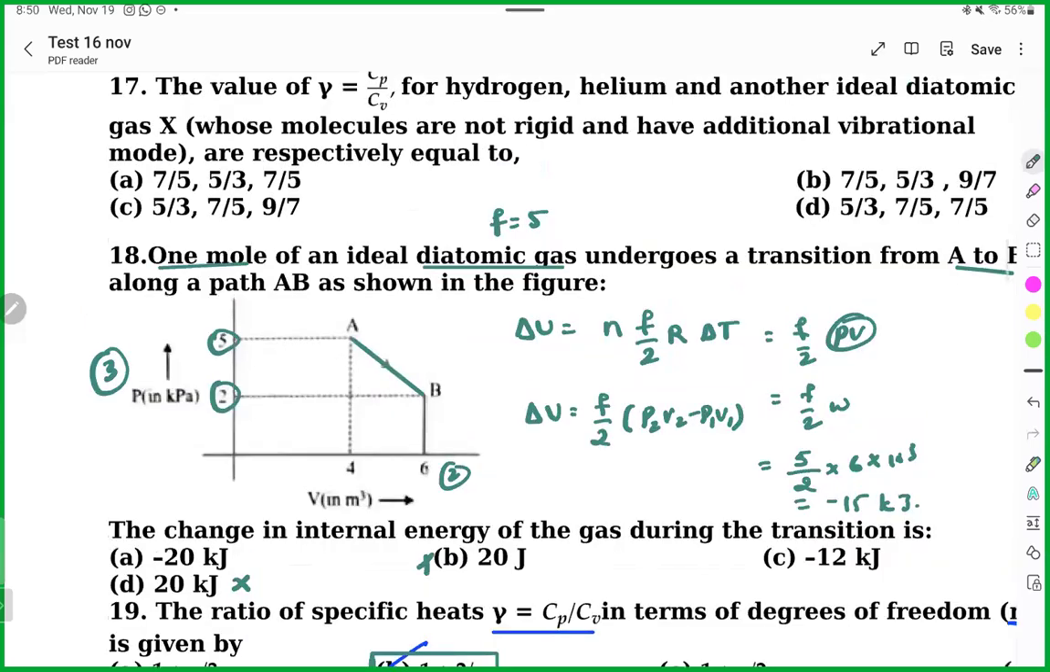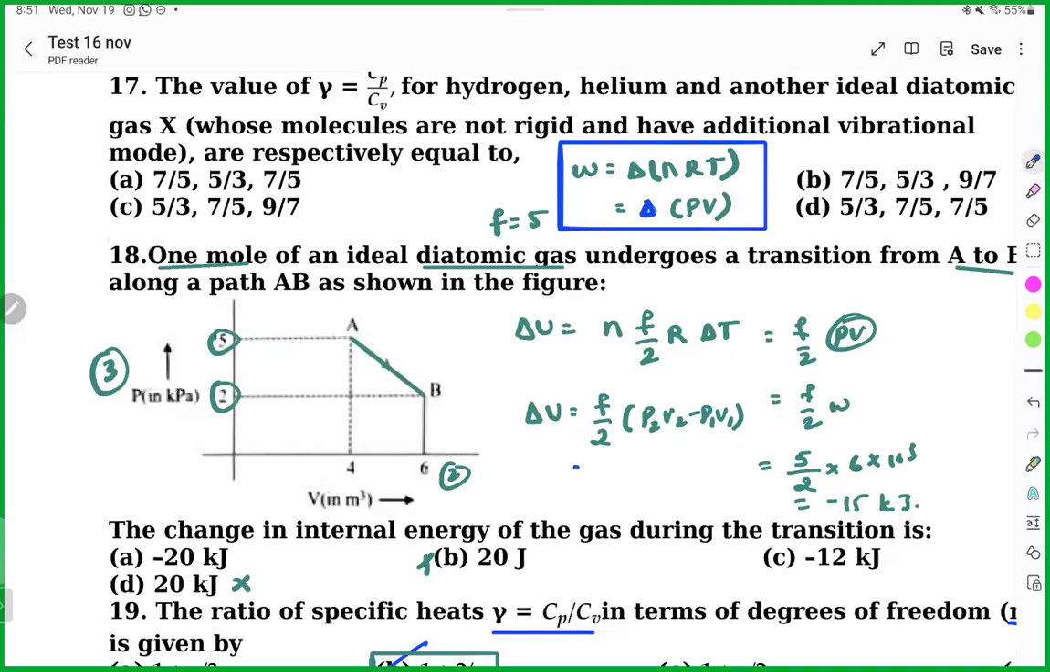Why? Because work done is equal to delta nRT. Anything can be a variable, which is equal to delta PV. Either pressure is changing or volume is changing. Make sense, guys? Any doubt? Work done is equal to delta nRT, so it will be equal to delta PV, P2 V2 minus P1 V1. So this will be 5 by 2. What is the P2 value? 5. V2 value?